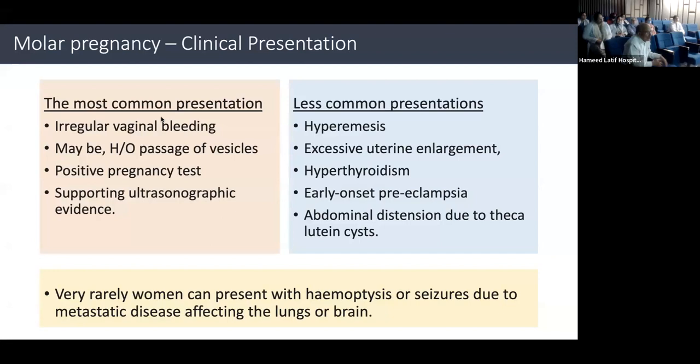And actually, preeclampsia is a disease of the second half of pregnancy, which happens in a normal pregnancy with a fetus. Preeclampsia usually occurs only in the second half of pregnancy.